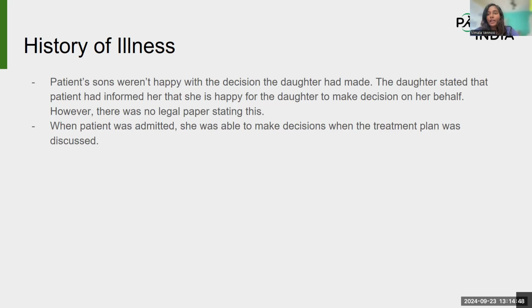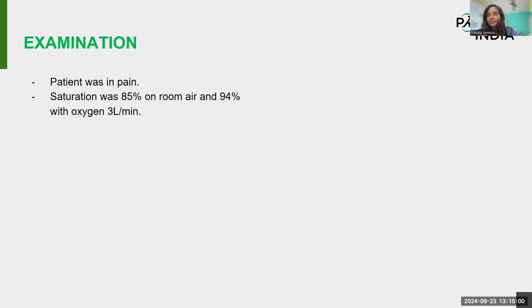So when the patient was admitted, it is important that we do advance care planning. The patient was able to make decisions on her own, and the treatment plan was already discussed then. So, basic examination: of course, the patient was in pain, with difficulty in breathing, her saturations were low, but she was on oxygen and some pain medications. And at this point, slide please.